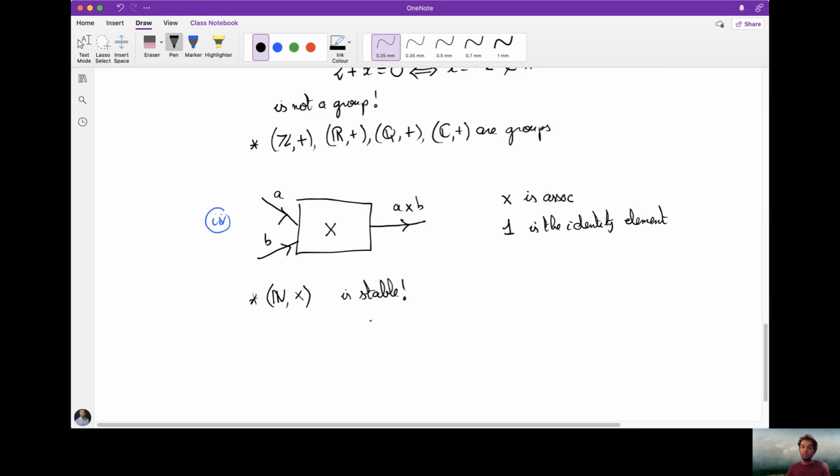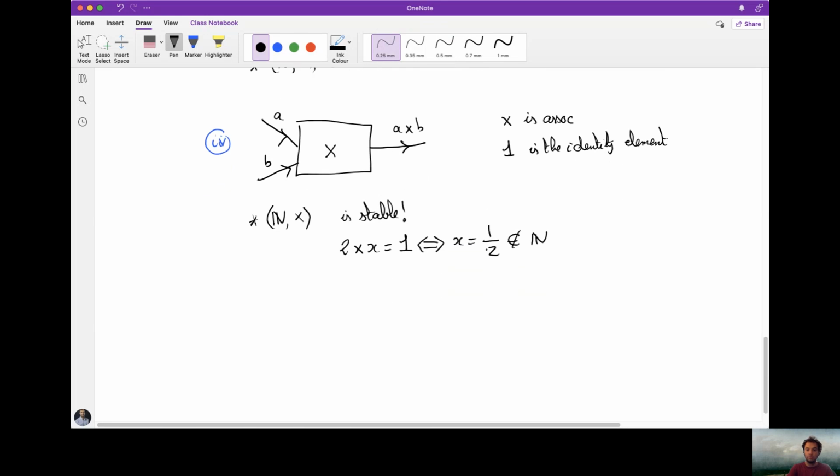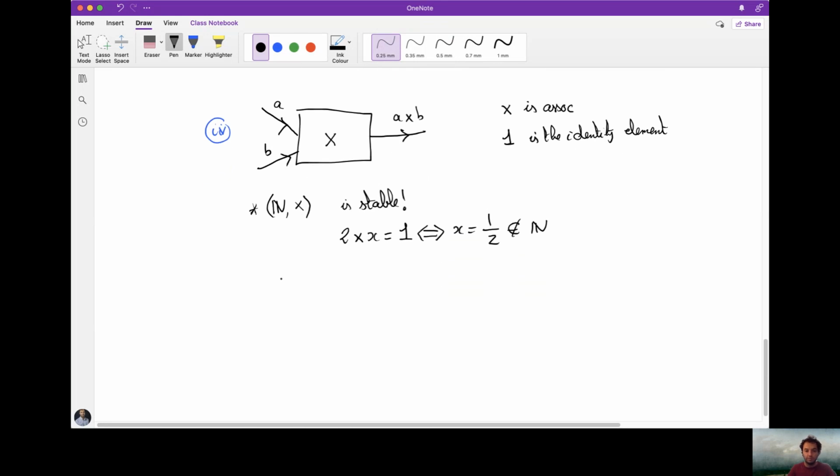But we again have a problem with the multiplication, right? Because if we want to do the inverse of 2, this time the operation is multiplication, and the identity element is 1. If we want to solve this equation, the result is x equals 1/2, which does not belong to the natural numbers. So that is not a group.